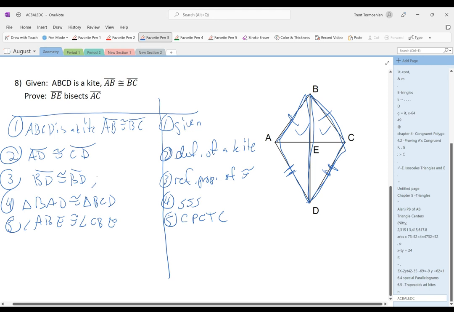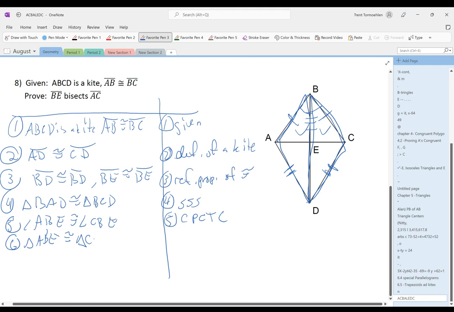And then that shared side BE is congruent to BE, which we'll put up here in the statement about reflexive, because it's the same idea. Now we know that we have triangle ABE is congruent to triangle CBE, which basically finishes the proof for us. We just got a few details to fill in.